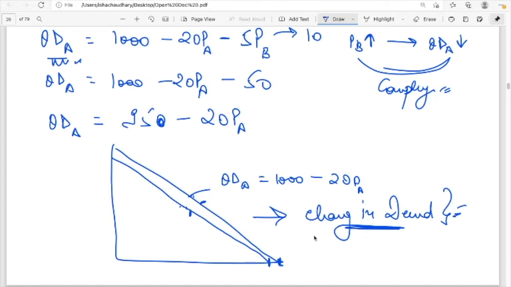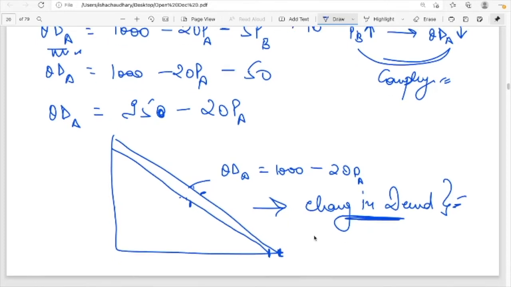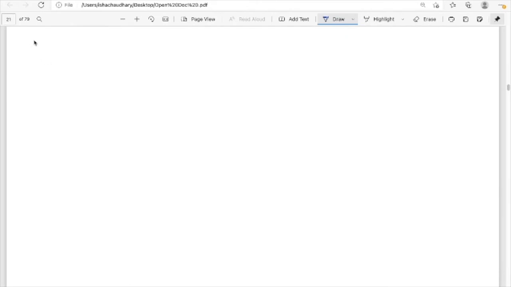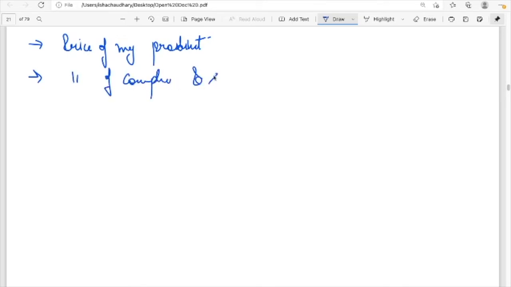Now let's try to incorporate other factors that the CFA book talks about. Our syllabus says that there are three things that affect the quantity demanded for my product. The first factor is the price of my product. The second thing is the price of complementary goods and substitutes. And lastly, the income of the consumer. Now let's try to understand all these three things in terms of a demand function.